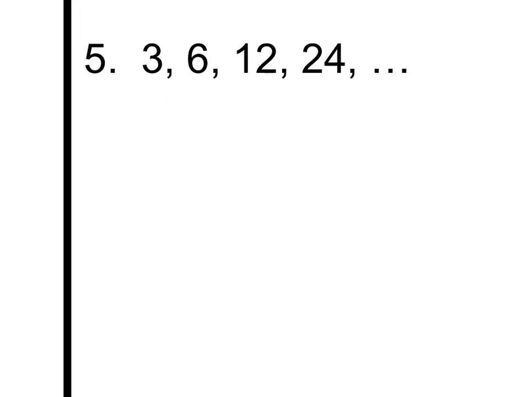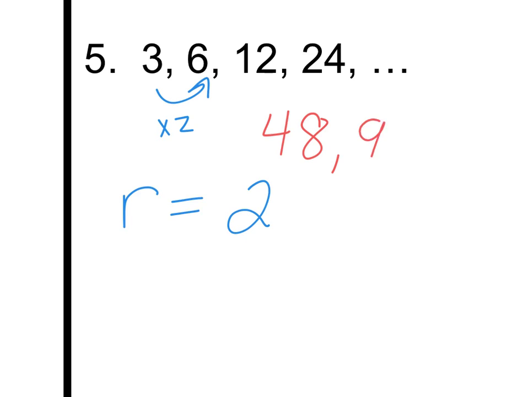What's it multiplying by? 2 times 2 over and over. So my common ratio, R, is 2. And so my next 3 terms are, what, guys? 48. And then what's 96 times 2? 192. You keep multiplying by 2 every time.